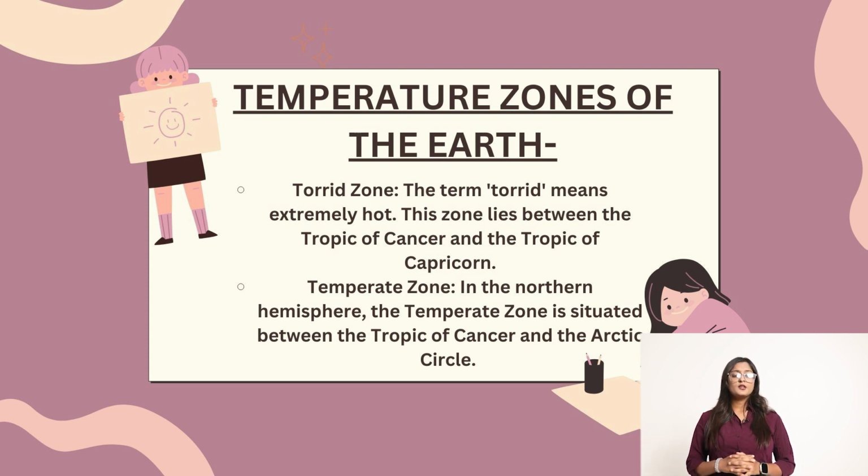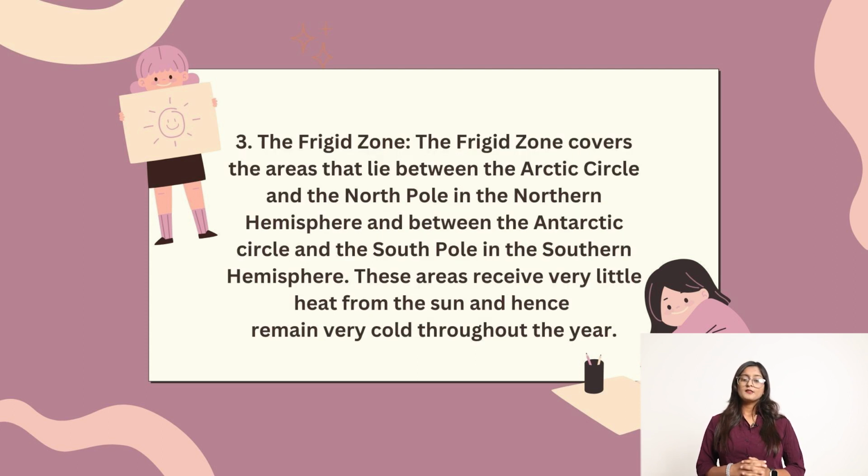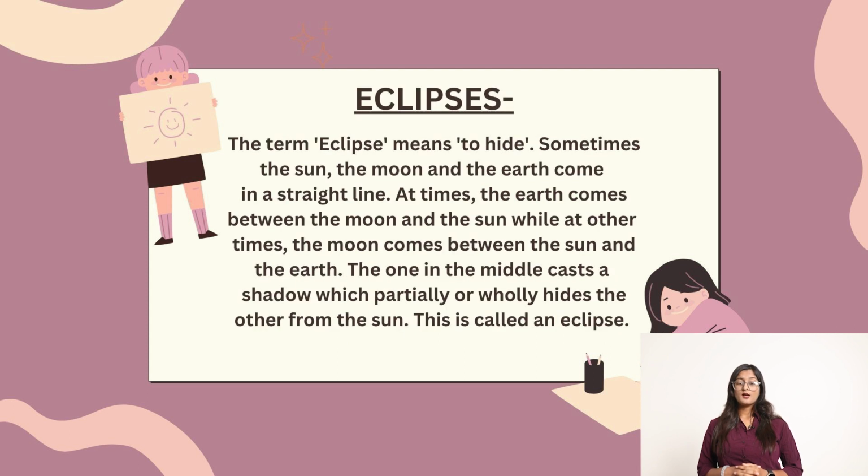Temperate zone. In the northern hemisphere, the temperate zone is situated between the Tropic of Cancer and the Arctic Circle. The frigid zone. The frigid zone covers the areas that lie between the Arctic Circle and the North Pole in the northern hemisphere, and between the Antarctic Circle and the South Pole in the southern hemisphere. These areas receive very little heat from the sun and hence remain very cold throughout the year.